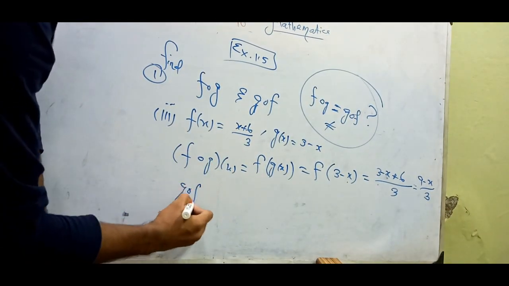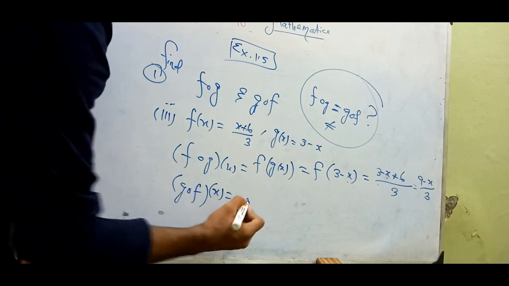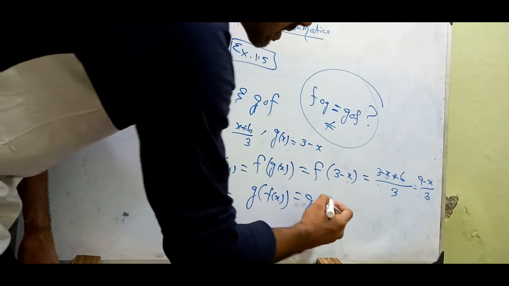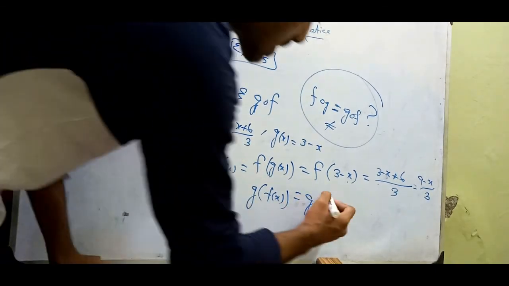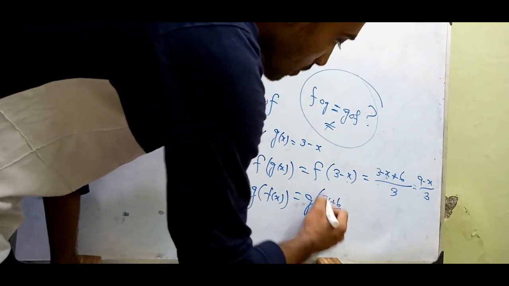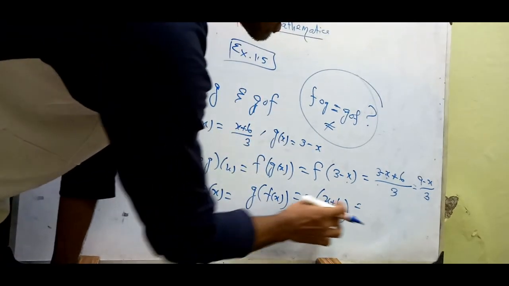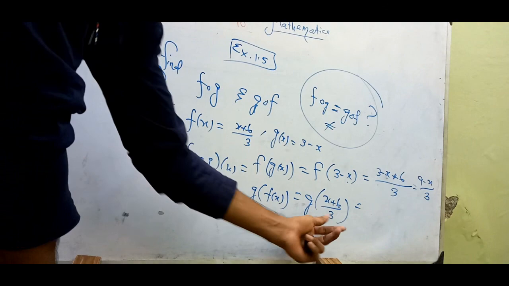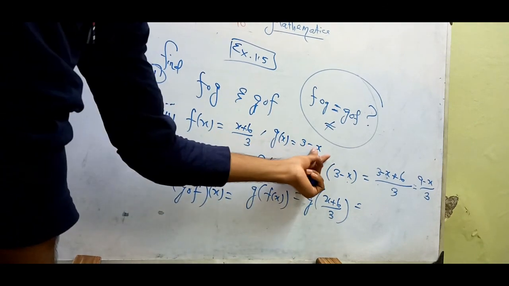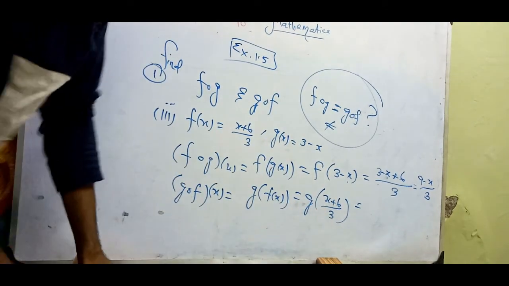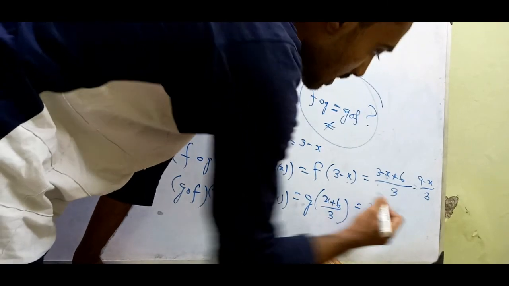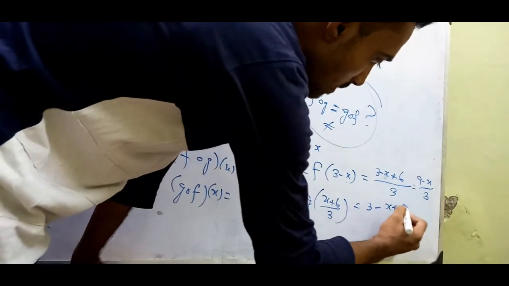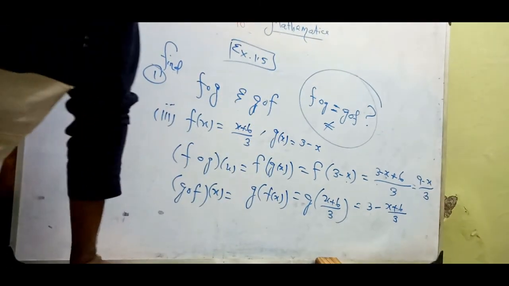Now we are finding g compose f. So what is g compose f? G of f of x. What is f of x? F of x is (x plus 6) upon 3, and we operate g on f. You just need to replace x by this term. Here g of x is 3 minus x, with x replaced by the whole thing, (x plus 6) upon 3.